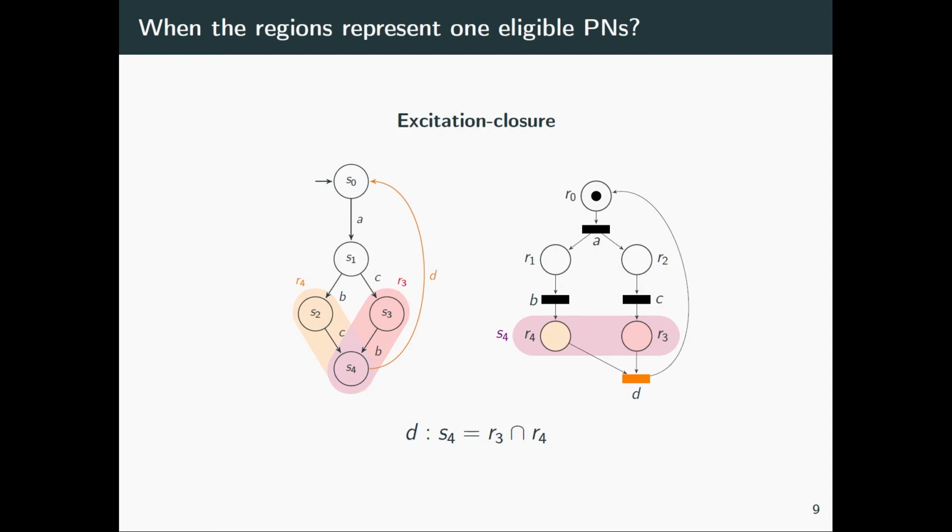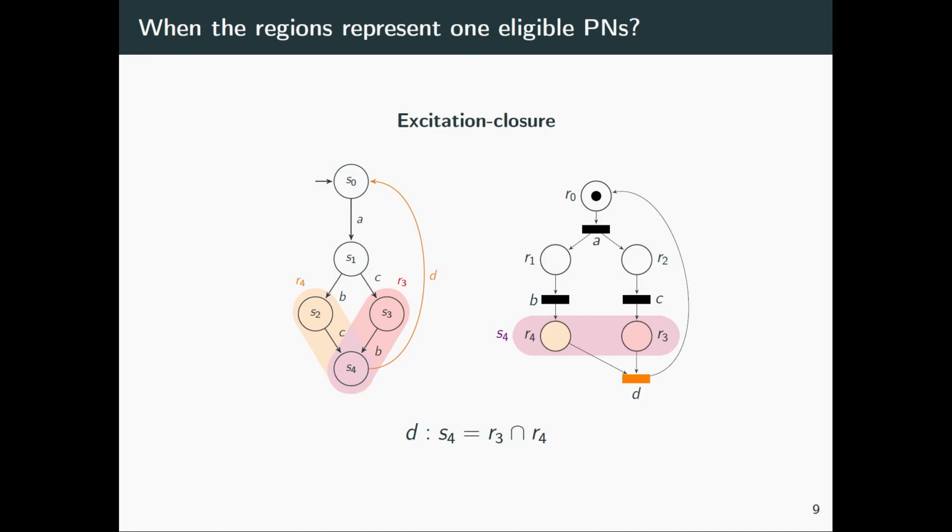Given a set of regions, when can we create a Petri net with the behavior of the transition system used for the extraction of the regions? In this case, only one property is sufficient, and it's the excitation closure. Excitation closure allows us to identify each excitation region as a unique combination of regions. This combination is represented by the regions' intersection.